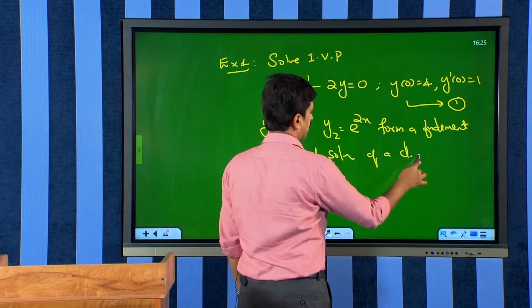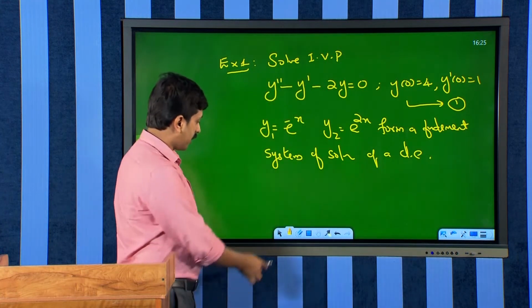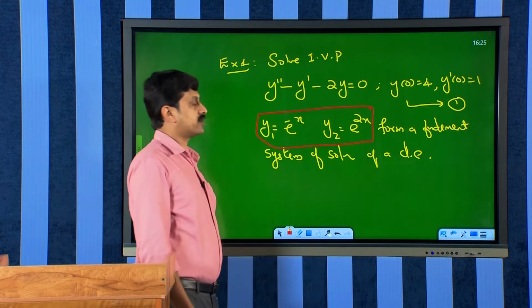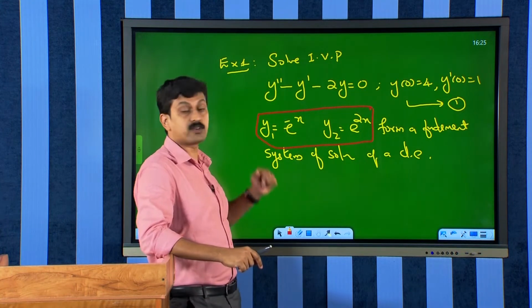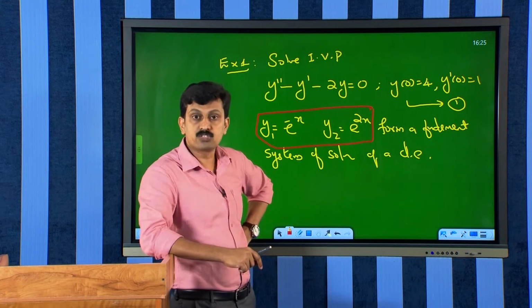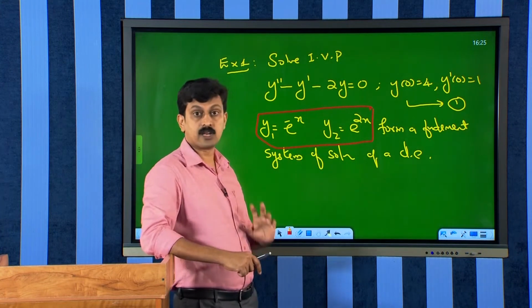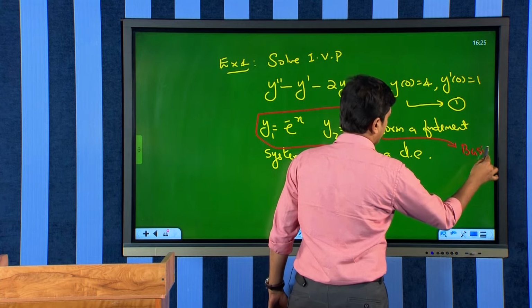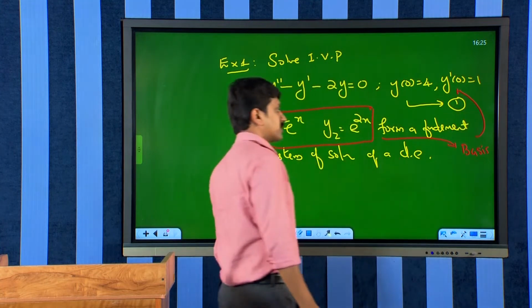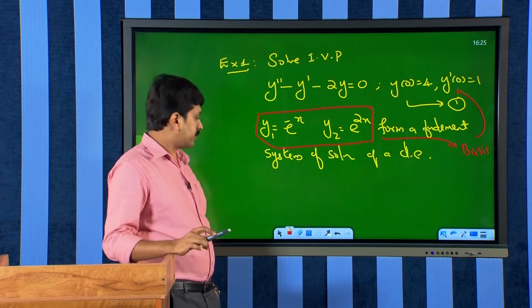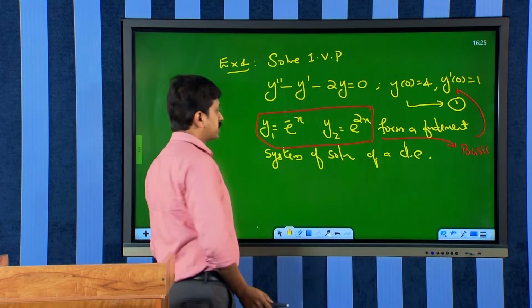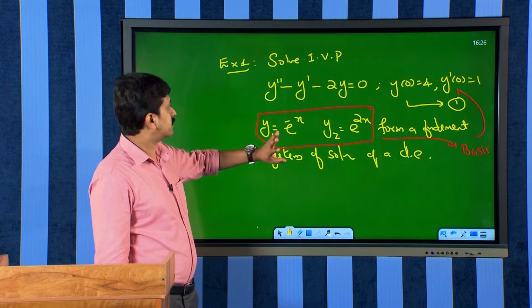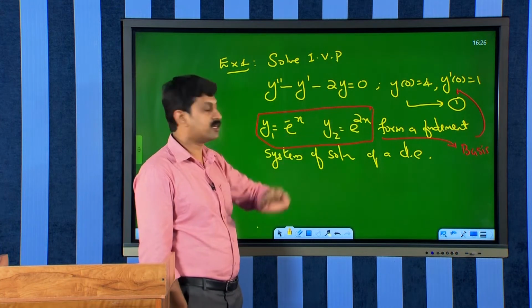Dear students, here it is given that y1 equal to e raised to minus x and y2 equal to e raised to 2x are the fundamental system. That means they are the basis of the given differential equation. Since they are the basis, we can say that they will satisfy the differential equation.